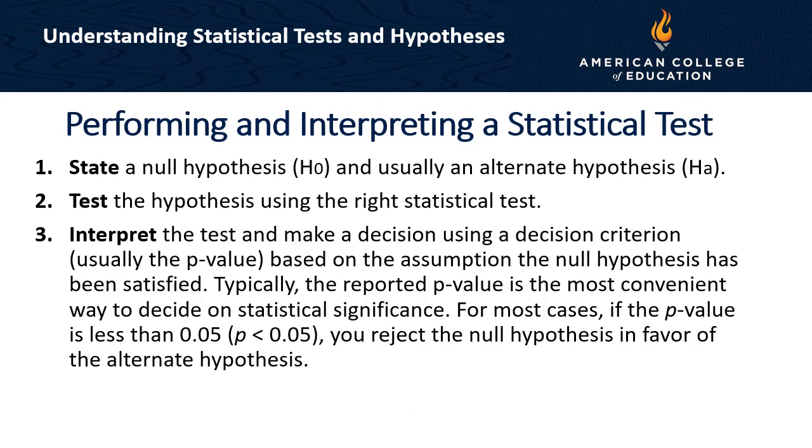Now that we've discussed some of the fundamentals of statistical testing, let's talk about the practical steps of performing and interpreting a statistical test. Number one, state a null hypothesis and usually an alternate hypothesis. And if those are well written and clear, then we know exactly what we need to test and we should know which test we need to use. Number two, test the hypothesis using the right statistical test. And of course, we mean there the null hypothesis. And number three, interpret the test and make a decision using a decision criterion, usually the p-value, based on the assumption the null hypothesis has been satisfied. Typically, the reported p-value is the most convenient way to decide on statistical significance. For most cases, if the p-value is less than 0.05, you reject the null hypothesis in favor of the alternate hypothesis.